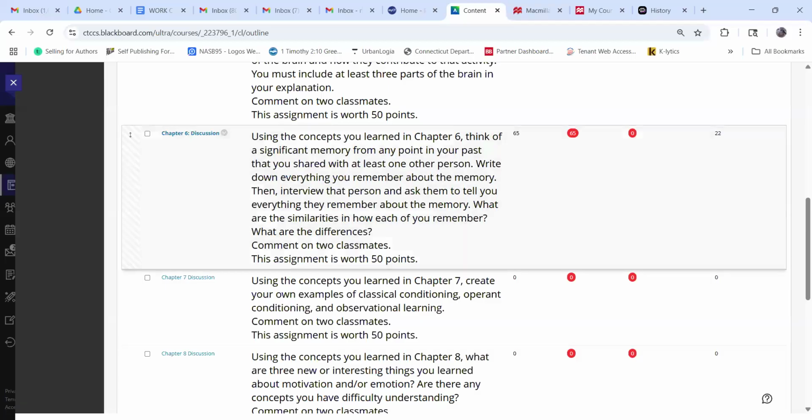Let's go over to the forum so we can actually talk about what the forum was about. So, chapter 6 discussion forum. It says, using the concepts you learned in chapter 6, think of a significant memory from any point in your past that you shared with at least one other person. Write down everything you remember about the memory, then interview that person and ask them to tell you everything they remember about the memory. What are the similarities in what you remember and what are the differences?